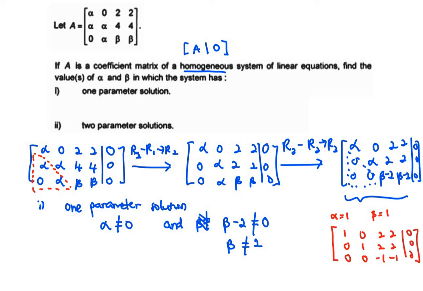So when you have this solution, this will be a leading 1 and we will get a leading 1 here later on when you reduce this matrix one more time. So at the end, you can see that we have only one free variable here. So it satisfies the condition of a one parameter solution.